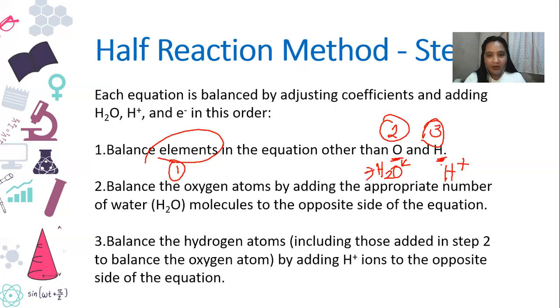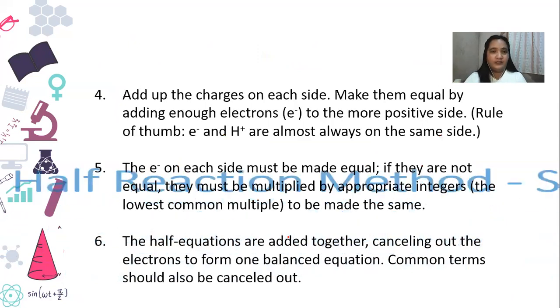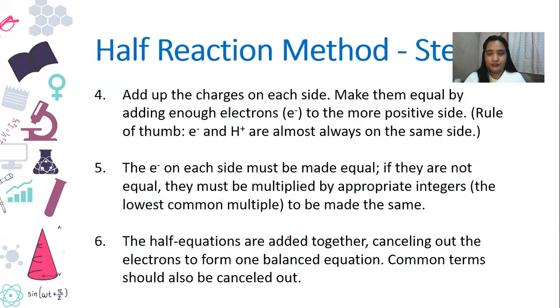So even if you have used water, and of course there's hydrogen in water, you have to repeatedly add the needed hydrogen atoms to balance the hydrogen atoms in the reaction by adding each positive ion to the opposite side of the equation. And then let's move further to the steps. Add up the charges on each side.